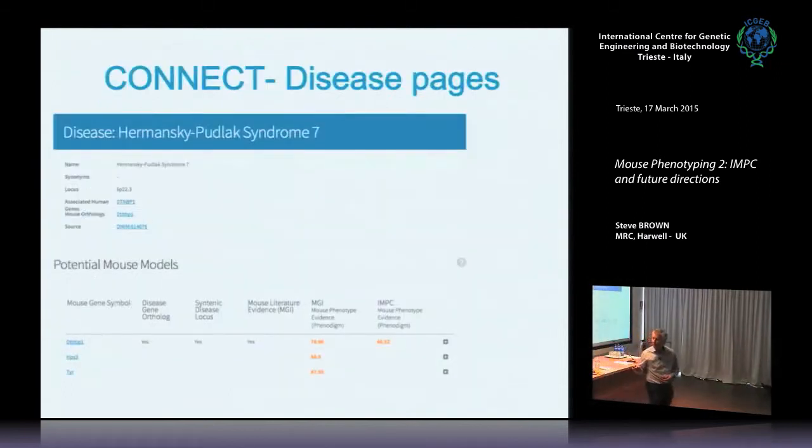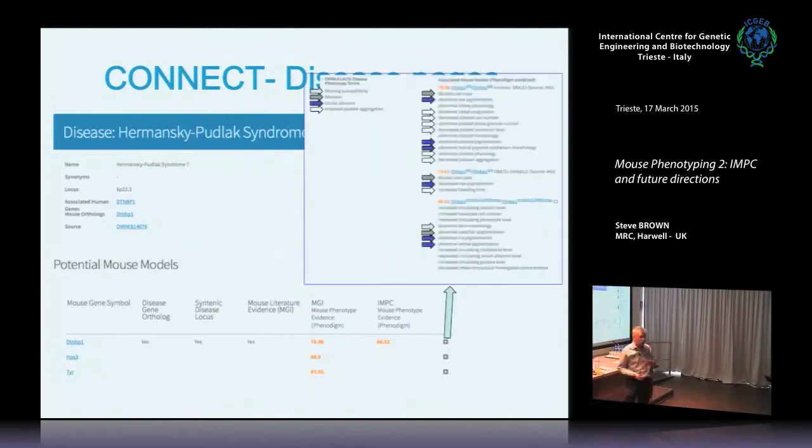Here's an example here. Hermansky-Pudlak syndrome 7, and asking the question, are there potential mouse models, where in fact there are some? You get a score, a phenotype score. The closer to 100 that score is, the better the model. And indeed, you can drill down on those scores to actually look at the common features between the human and mouse diseases. So here are the major features that are seen in the human disease, the Hermansky-Pudlak syndrome, and those are the features that are seen in the different mouse models that are in common with the human disease. So you can make some assessment of how good you think your mouse model is for human disease.